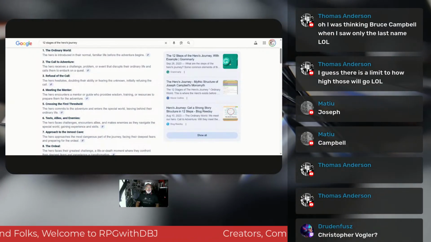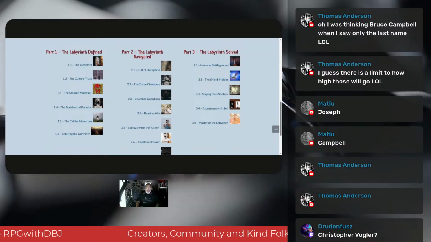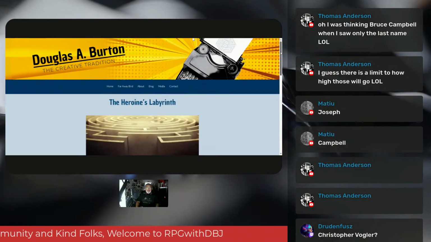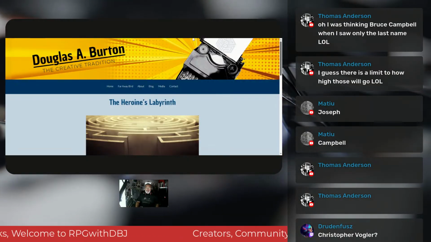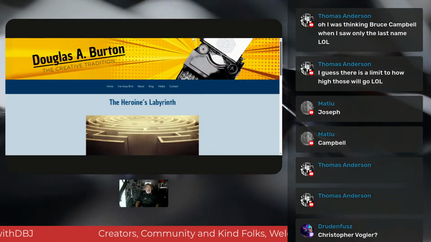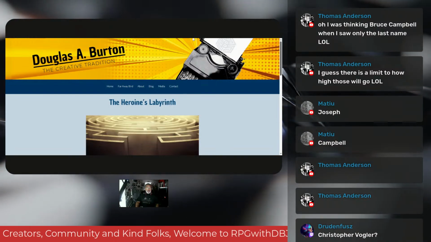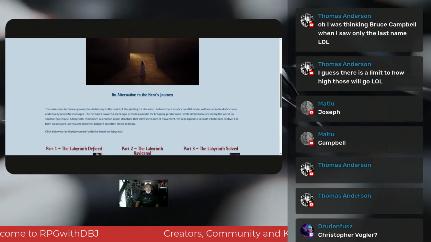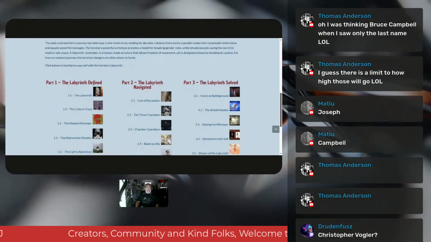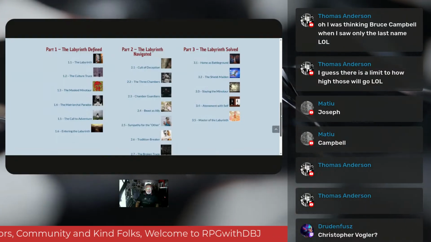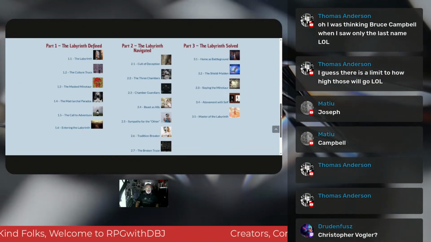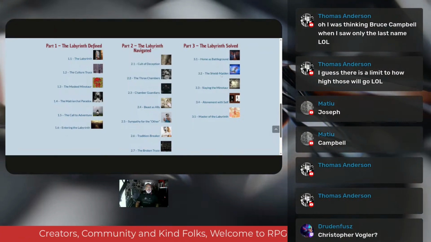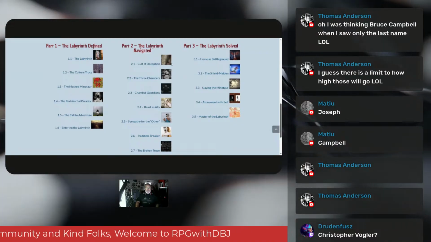But we have here, for the yin and yang of it, in opposition to it, Douglas A. Burton's version of the Heroine's Labyrinth. The Heroine's Labyrinth is a framework of things that he has said he discovered in stories involving, for the most part, female protagonists, but not necessarily restricted to that gender. And these are the things in it.